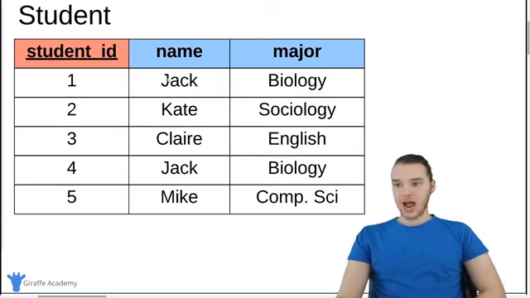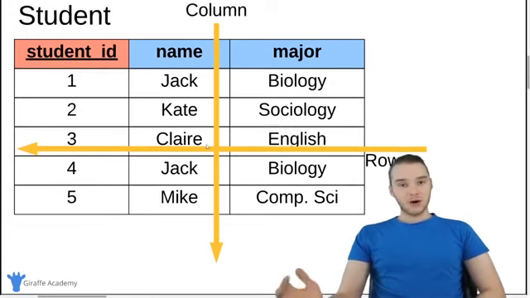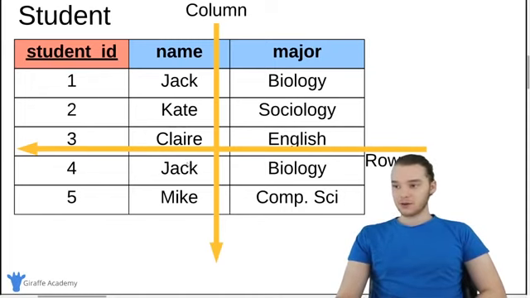Over here we have Jack, his student ID is 1 and he's majoring in biology. Down here we have Claire, her student ID is 3 and she's majoring in English. So all tables in relational databases are going to have 2 things. They're going to have columns and they're going to have rows.